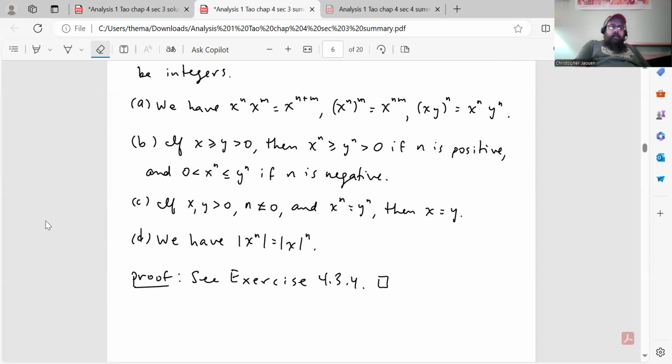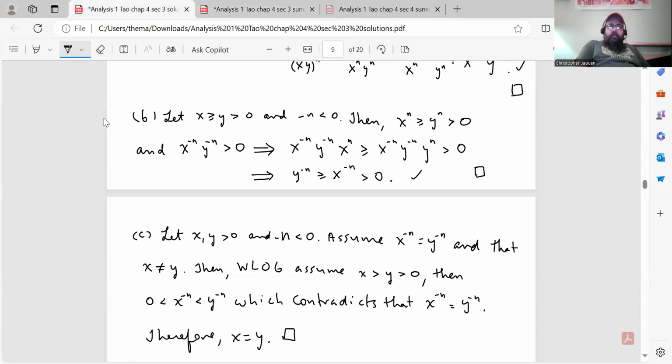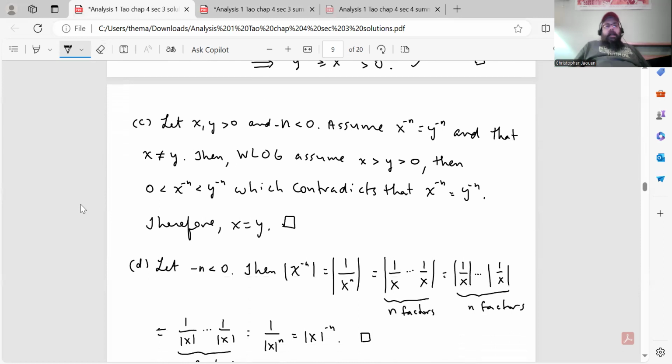All right, part C: if xy greater than 0 and n not 0, and x to the n equals y to the n, then x equals y. All right, let x, y greater than 0 and negative n less than 0. Assume x to the minus n equals y to the minus n, and that x is not y. Then without loss of generality, assume that x is greater than y greater than 0. Then 0 less than x to the minus n less than y to the minus n, by what we just showed up above, which contradicts that x to the minus n is equal to y to the minus n, therefore x has to equal y.